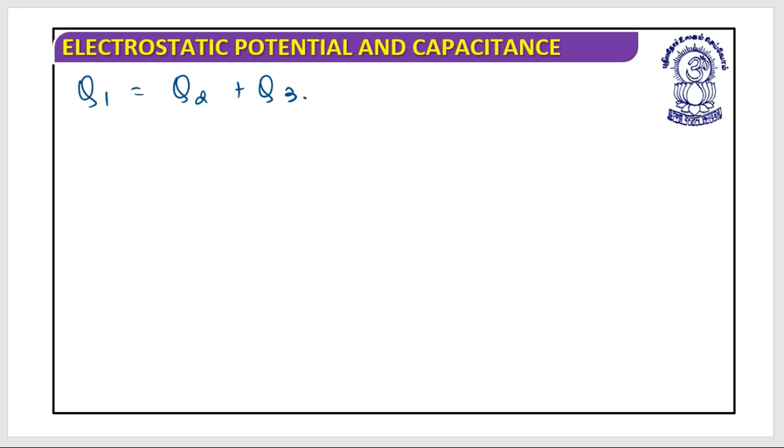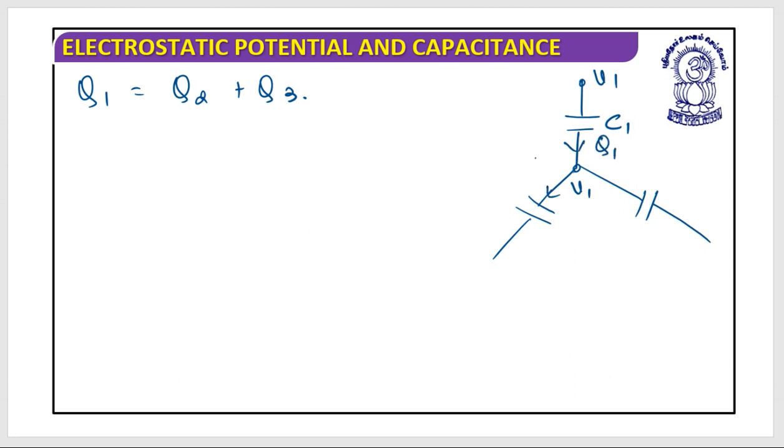Shall I redraw the structure? Let's have a look. It is something like this. This is V1, this is VO, this is C1. Here the charge that has passed is Q1. Here it is Q2. This was V2, this was V3, and this is Q3. And this capacitance is C3, this is C2, something like this.